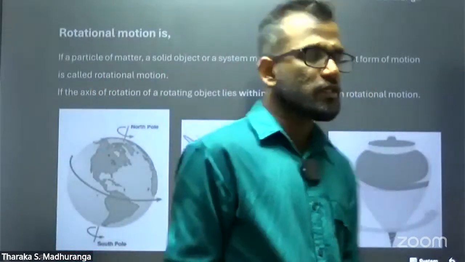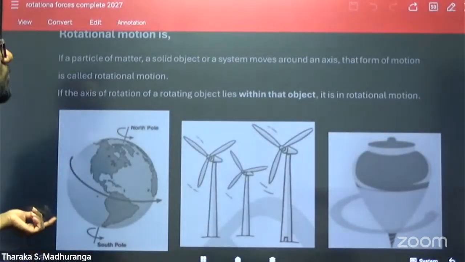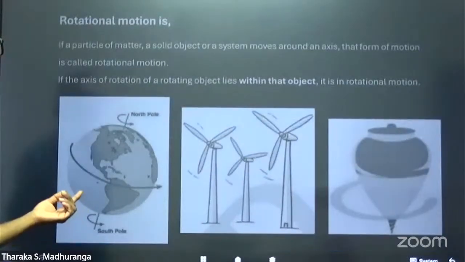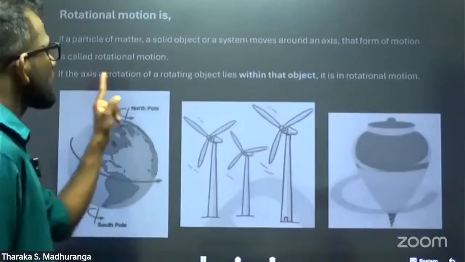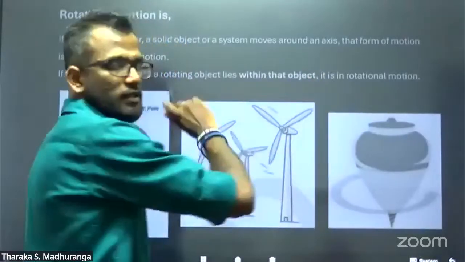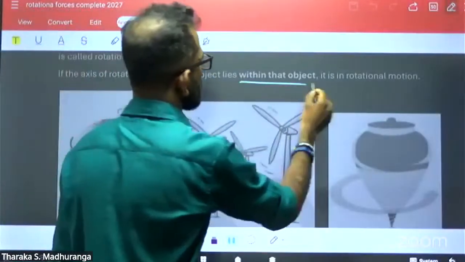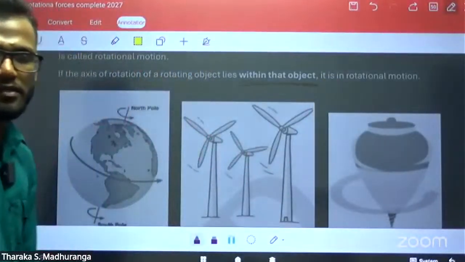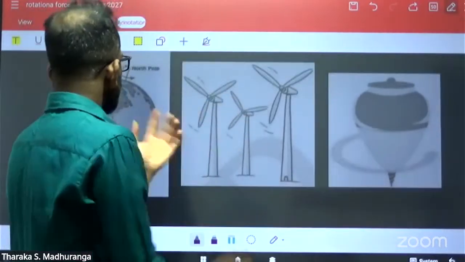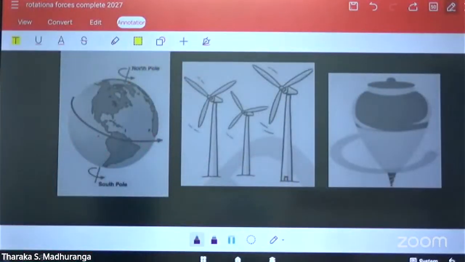Okay, the rotational motion is, I have given, a particle of matter, a solid object or a system moving around an axis. That's a form of motion called rotation. The axis of rotation of rotating objects lies within that object. This is a point within this object. It is within the same object. Then I have given the earth's rotation and wind turbines.